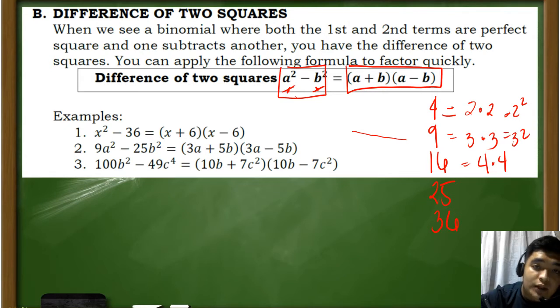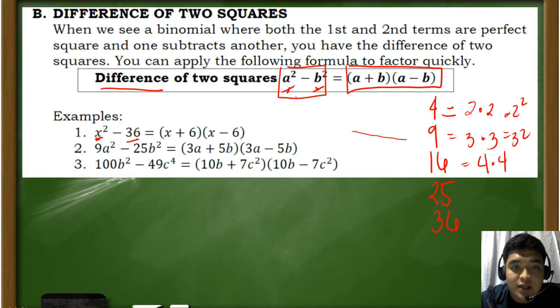For example 1, we have x squared minus 36. So of course, this is a perfect square. So clearly, x squared, and this is 36. Again, it's only a difference, no? If this is plus, it can no longer be factored. It must be minus. Okay, so by applying the formula, x squared, that is x. Then 36 is the product of 6 times 6, so that is 6 and 6. Then plus and minus. So these are the factors of x squared minus 36.